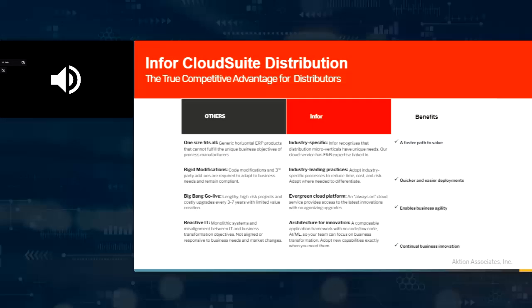So what is a true competitive advantage for distributors with Infor CloudSuite Distribution? Well, it's industry specific for building materials, right? So a faster path to value. Industry leading practices, so we can adopt industry specific processes to reduce time and cost and risk, which produces quicker and easier deployments. Evergreen cloud platform, again, always on, enables business agility. And then architecture for innovation, continued business innovation.